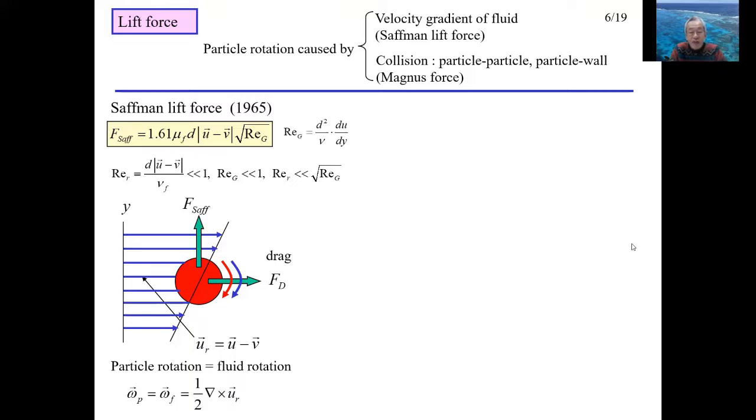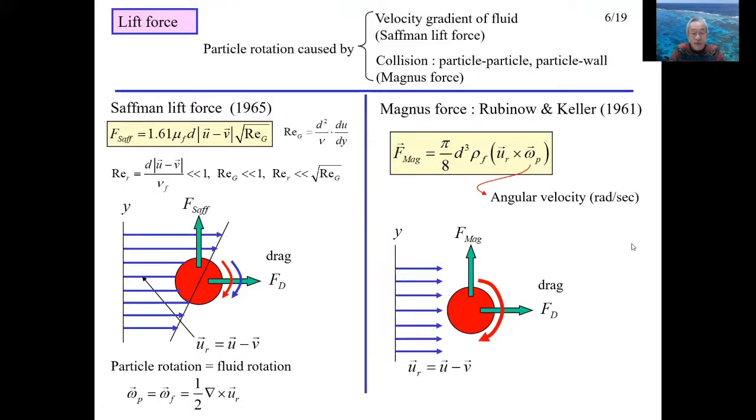When the velocity gradient du/dy is not zero, as shown in the figure, the fluid element is rotating. When the fluid element rotates, the particle also rotates following the rotation of the fluid. The angular velocity of the fluid element is equal to half of the vorticity. Vorticity is a technical term in fluid mechanics. If you are interested in the vorticity, refer to a textbook of fluid mechanics. The Saffman lift is perpendicular to the flow and is oriented in the direction of increasing flow velocity.